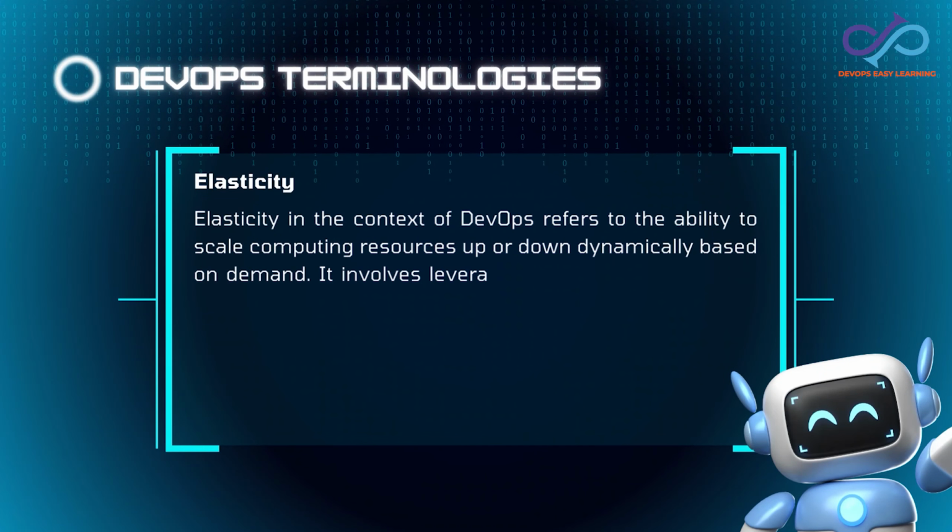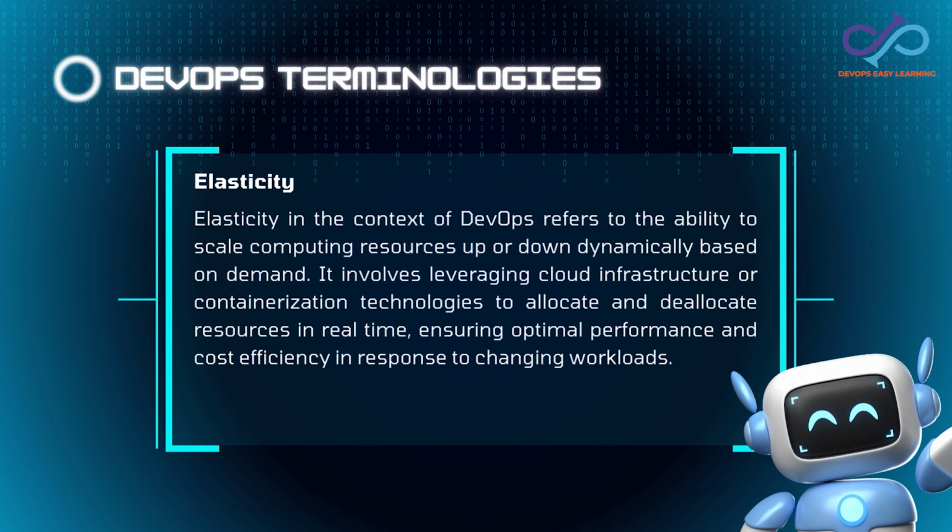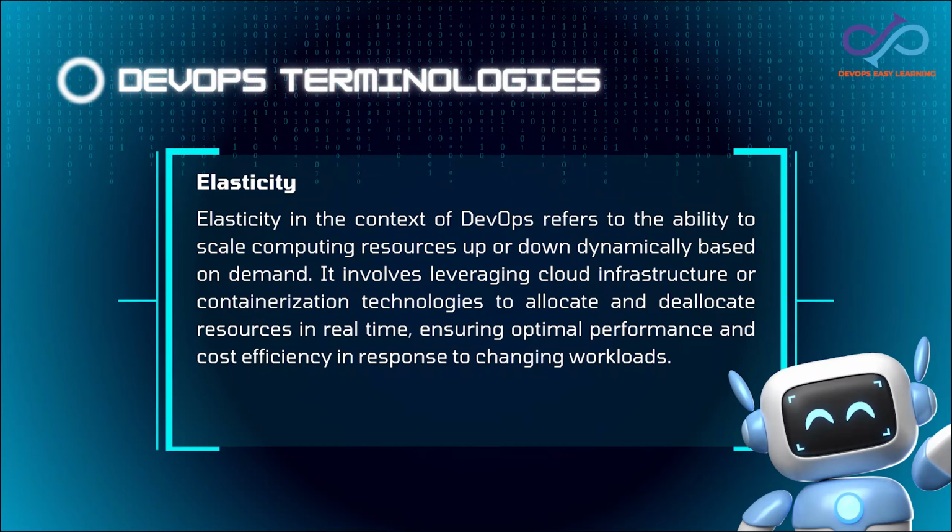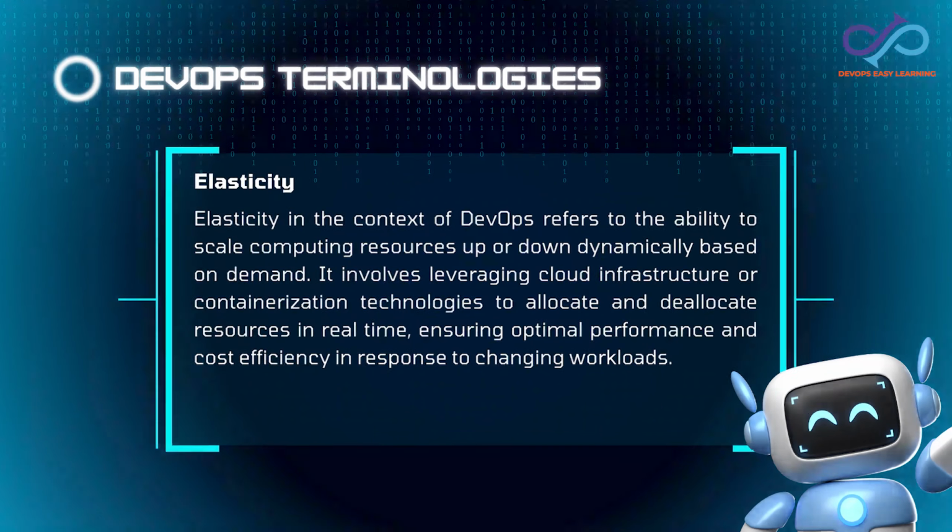Next is elasticity. Elasticity in the context of DevOps refers to the ability to scale computing resources up or down dynamically based on demand. It involves leveraging cloud infrastructure or containerization technologies to allocate and deallocate resources in real time, ensuring optimal performance and cost efficiency in response to changing workloads.